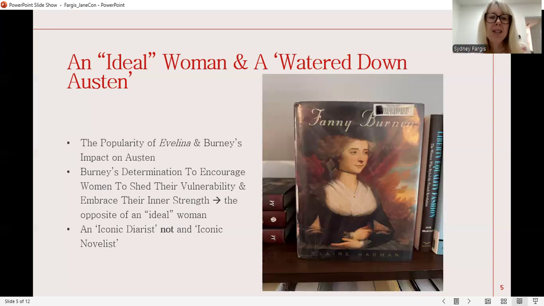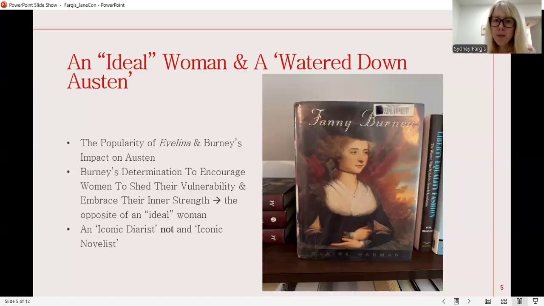would have been viewed as the opposite of the patriarchy's view of an ideal woman. We do know that Austen would have found this viewpoint to be admirable, to be bold. And we know that Burney disappears from the reputation of iconic novelist and reappears into having this reputation for being this iconic diarist, this iconic record keeper.